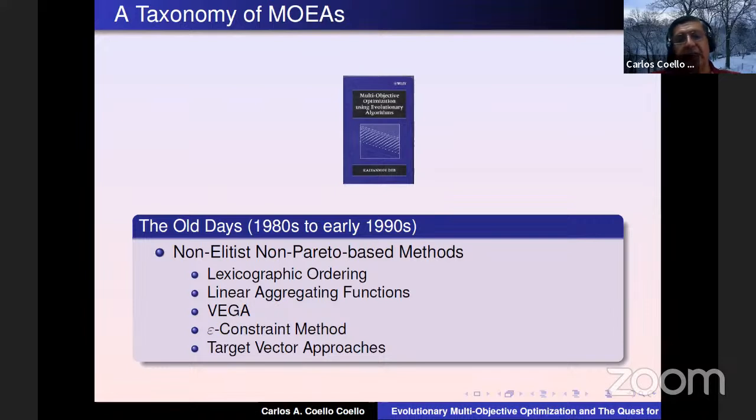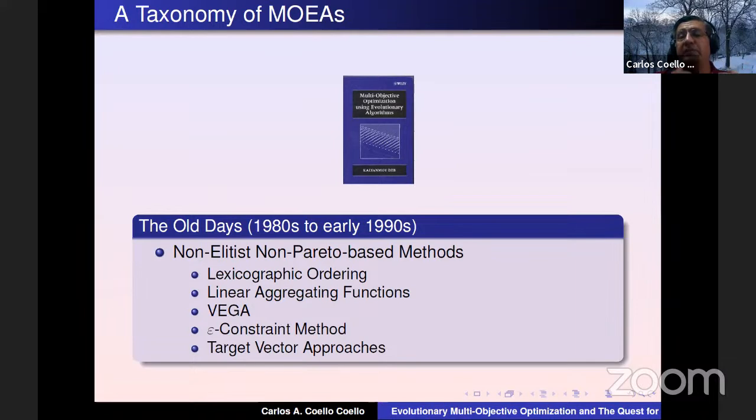Other methods, like lexicographic ordering, process the objectives in a particular order, one at a time, and so on. There were several very simple, naive, and rather limited techniques developed during this time. Epsilon constraint is a technique that transforms the multi-objective optimization problem into several single-objective optimization problems that are solved sequentially. So this is computationally expensive, and it requires some information about the problem.